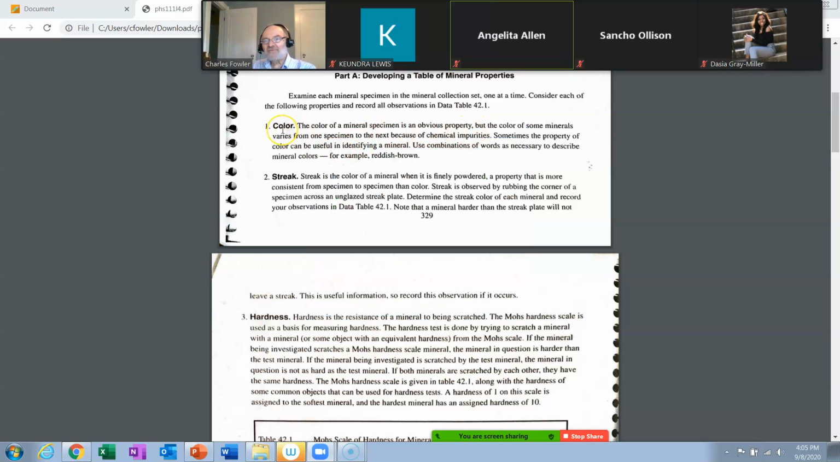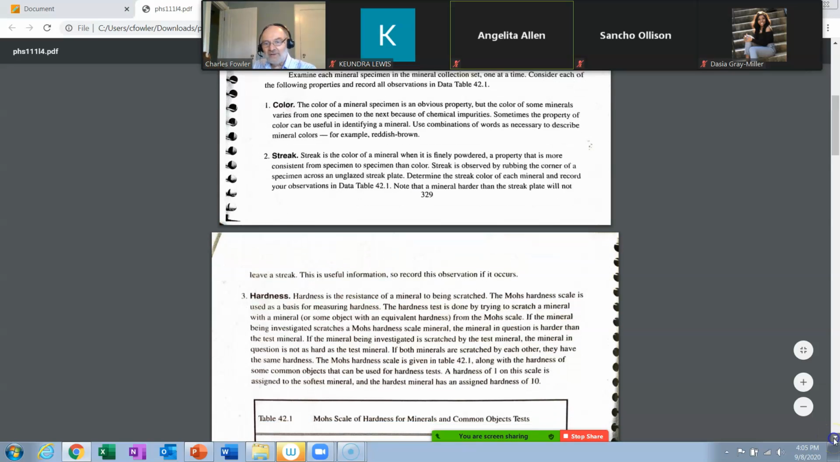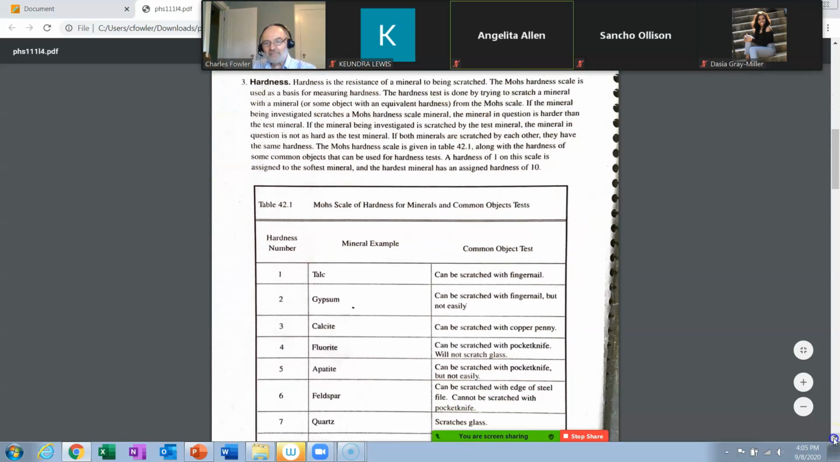Color is the most obvious characteristic you can see when you look at a mineral. It just doesn't tell you enough information about it, and you'll see that in just a minute. Streak tells you a lot more information, but it has very few options on it. But I'll show you how to find that out. Hardness tells you a lot, and this is based on the Mohs hardness scale, which they give here. It was in the book.